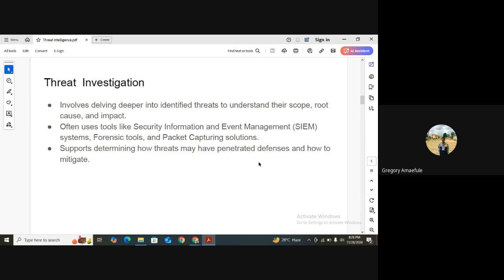Often the tools that are used during threat investigation are the security information and event management system. You also use forensic tools and a packet capturing solution like Wireshark. So that's about it for investigation.